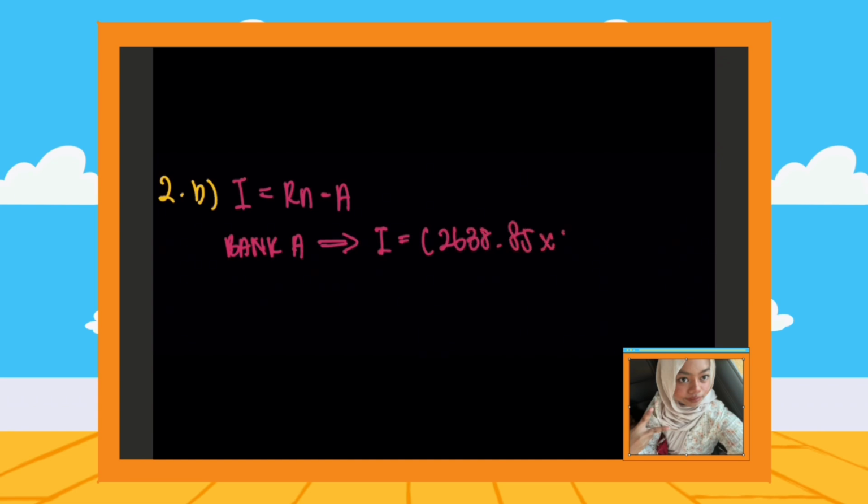For question 2B, we need to use the formula I equals Rn minus A. So we decided to choose bank A. Fill in the formula with the numbers. So I equals, in the bracket, 2,638 ringgit 85 cents multiplied by 210, minus 306,000. So the answer you will get is 523,558 ringgit 50 cents.